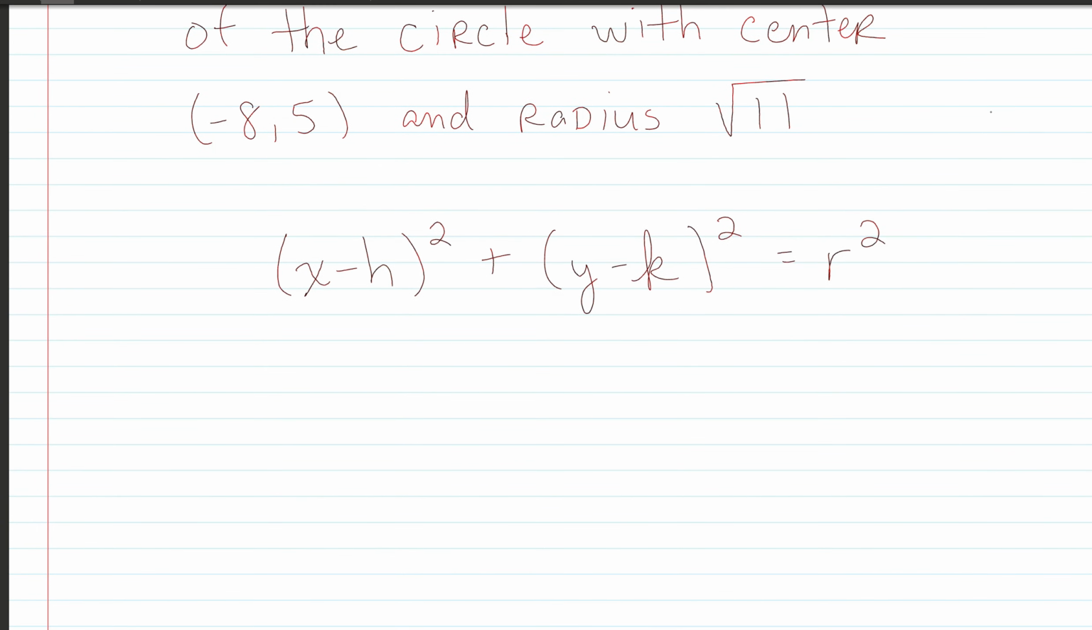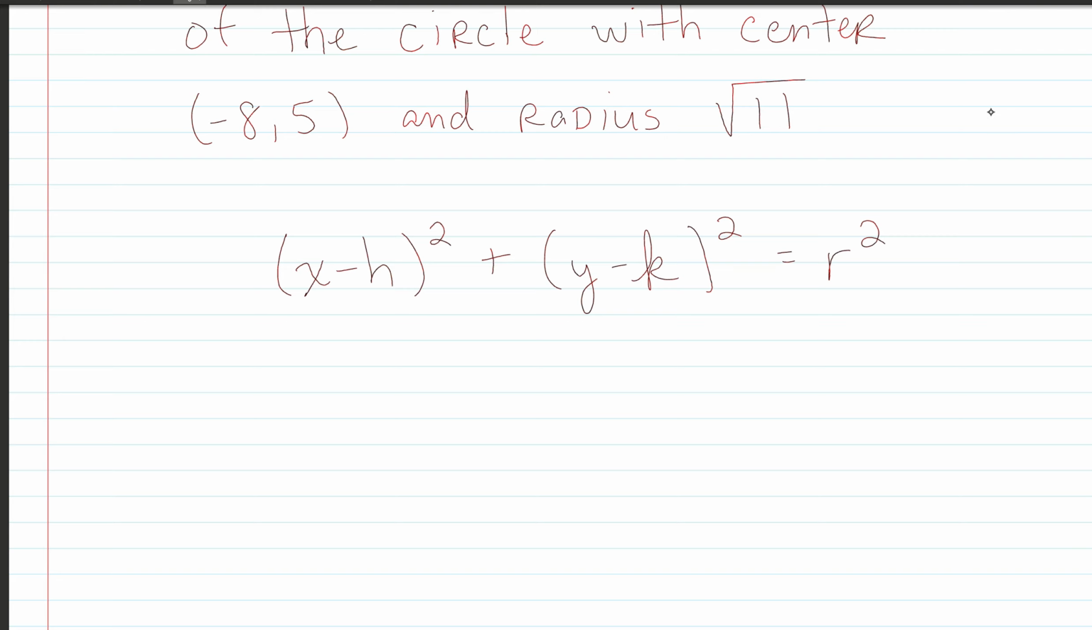It's important to understand here that the h and the k represent the values of the ordered pair for the center of our circle. So h and k give the center, and we must know to use the opposite values when we're plugging in for h and k. And r is the radius. Here it's r squared, but r by itself is just the radius. We're given negative 8 comma 5 as the center, and the radius is the square root of 11.